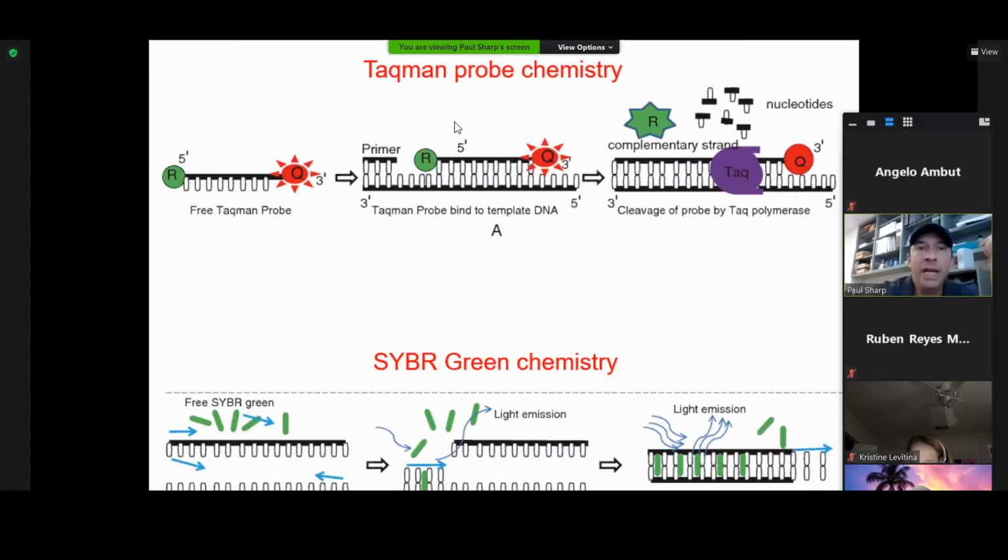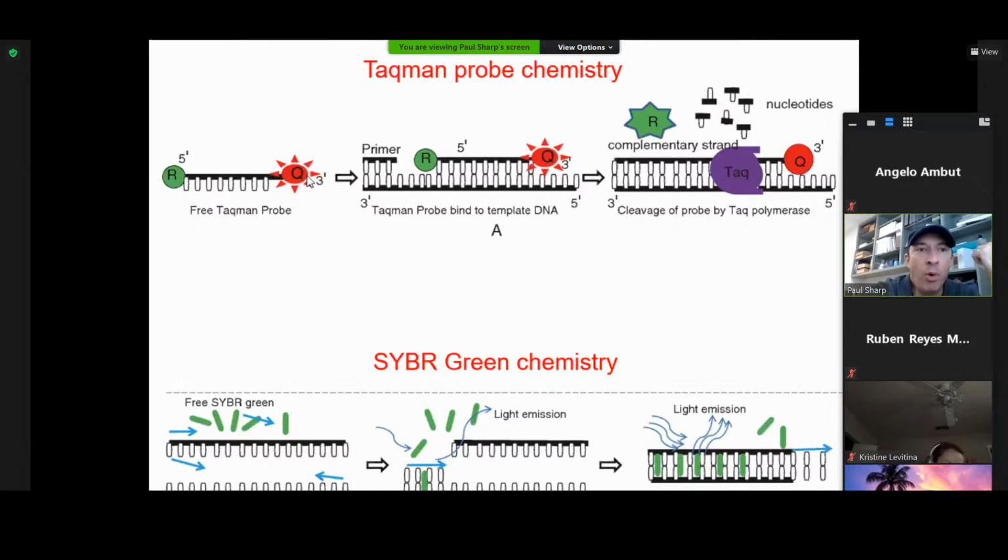So over here on the top, this is going to be our TaqMan probe. As you can see, it's a single-stranded DNA probe, and it's not very long, maybe 20, 25 nucleotides in length. It's not a very long stretch of DNA. On one end, the 5' end, represented by the green ball, you have your reporter, and on the 3' end, you have your quencher.